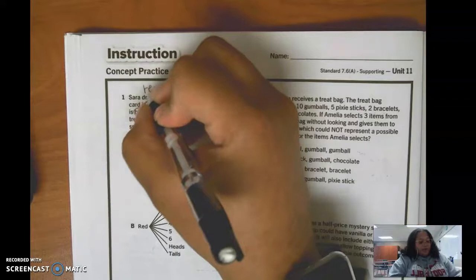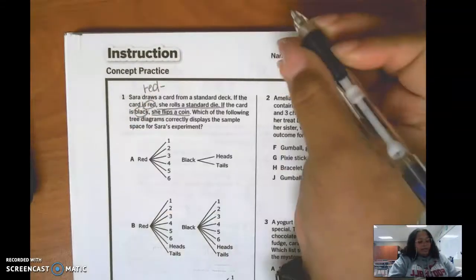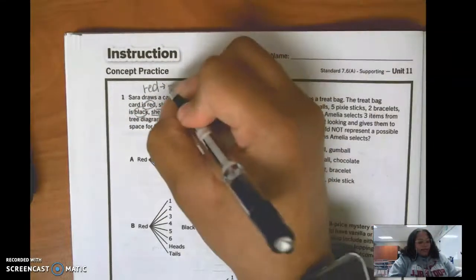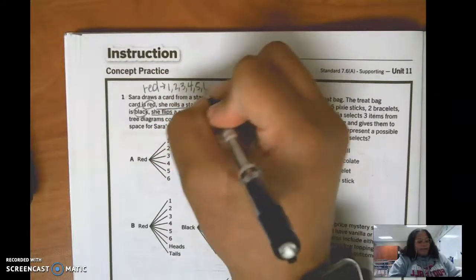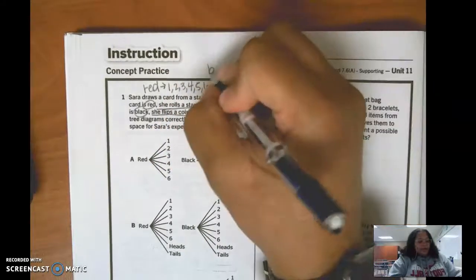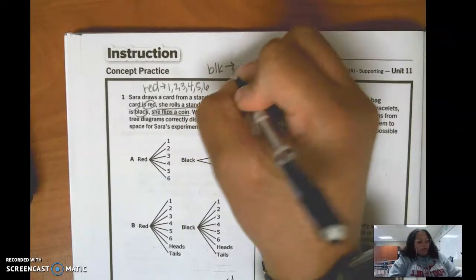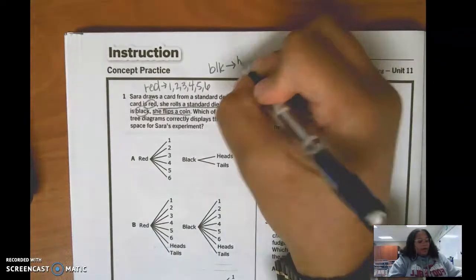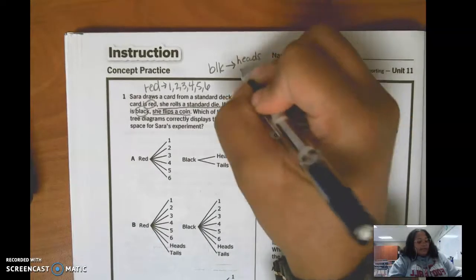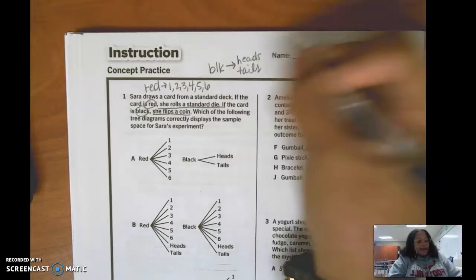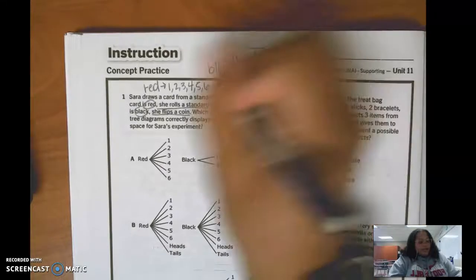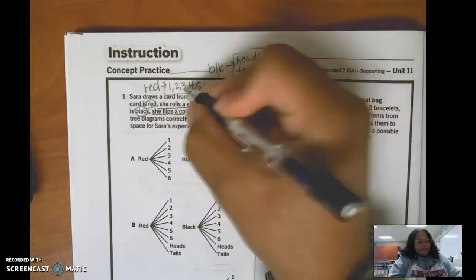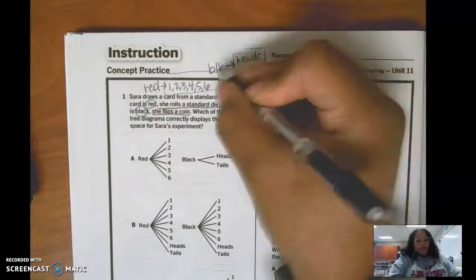If I draw a red card, I need to think about what's on a standard die. That's 1, 2, 3, 4, 5, and 6. If I draw a black card, then I'm going to flip a coin. That's heads, and that's tails. I need to find an answer that matches these. I get 6 options for red and only 2 options for black.